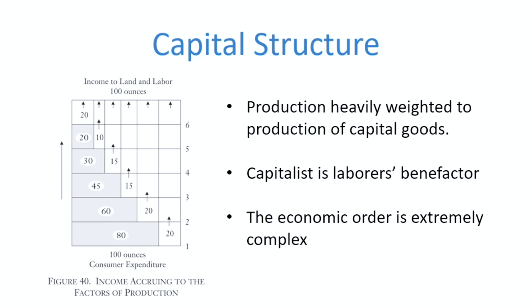And there are three facts to be brought to bear upon the production structure as we conceive of capital theory in the Austrian perspective. One is that production in the market division of labor is heavily weighted to the production of capital goods. That's one of the weaknesses of viewing GDP as a measure of the economy, that it ignores the majority of spending that must take place to support the production of capital goods throughout the structure of production. And so every structure of production is supported by saving and investment. It's not supported by consumption.